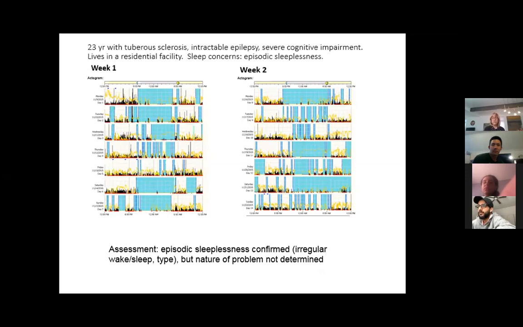Okay. This is an example. You know how we sometimes get asked to do impossible things in sleep clinic? Usually by neurologists or psychiatrists. This was a 23-year-old with tuberous sclerosis, intractable epilepsy, severe cognitive impairment, who lives in a residential facility. And the facility says, some days we can't wake her up and she doesn't participate in activities and she doesn't get up to eat. Could you do a sleep study on her?